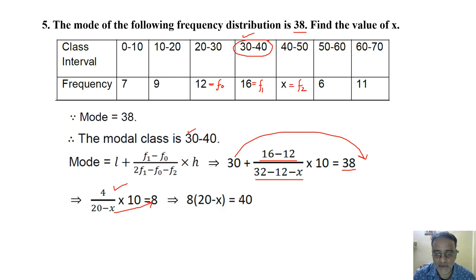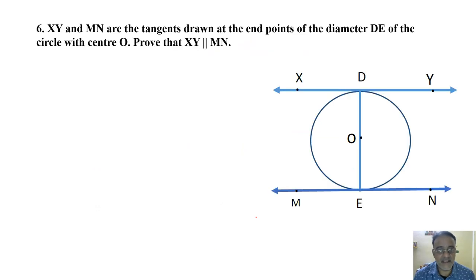Now 40 we can cancel it with 8. So we are getting 20 minus x is equals to 5. So in dono ko interchange kar lo. So we are getting x is equals to 20 minus 5. So final answer 15. Right. Now we are moving toward question number 6.